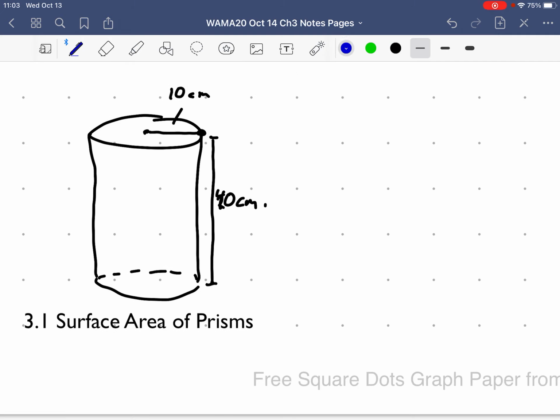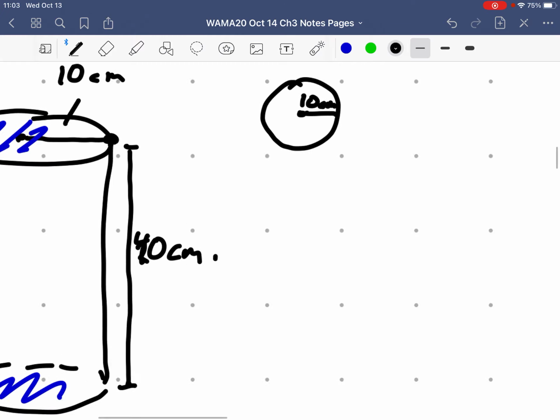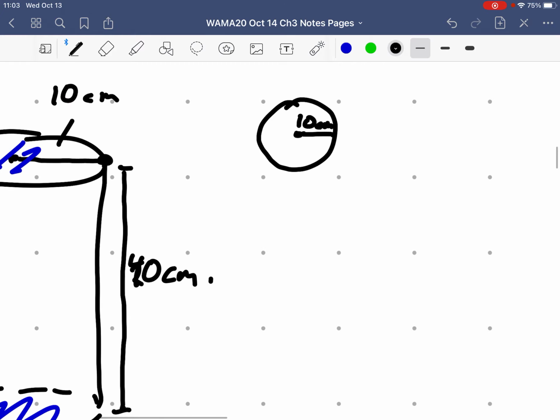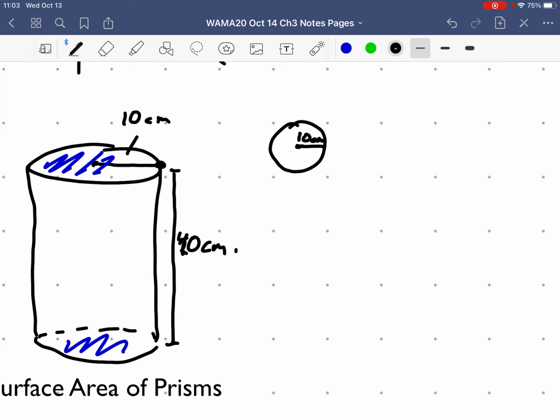Okay, now a cylinder gets broken down into three parts, right? There's the top circle and the bottom circle. So the top circle looks like this, 10 centimeters. I can barely see that, but it's 10 centimeters.